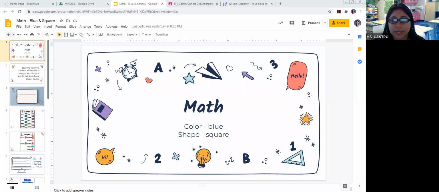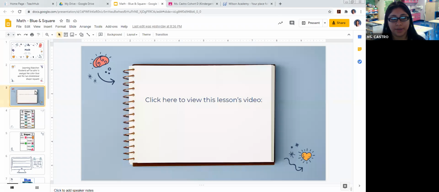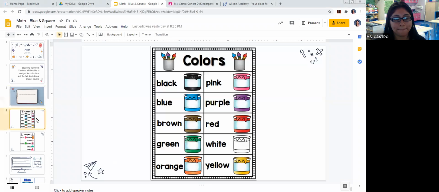Okay, boys and girls, today in math, we're gonna learn a new color and a new shape, okay? So we're gonna be able to analyze the color of the day and the two-dimensional shape of the day. Now, here on slide 3, I will have today's lesson, our live video lesson here on this slide. And we're gonna go over our colors and our shapes. So you can unmute yourself and we're gonna go over the colors and shapes all together, okay?